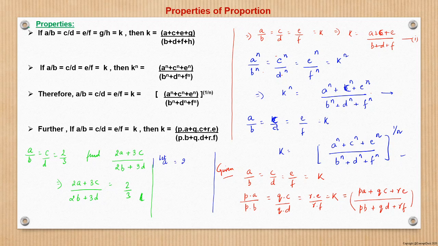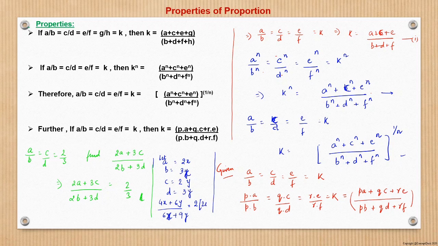Let A be equal to 2x, B equal to 3y, C equal to 3x, sorry, C equal to 2y, and D equal to 3y. So 2a will be 4x, 3c will be 6y upon 2b will be 6x plus 3d will be 9y, right? So here I can take 2 common.